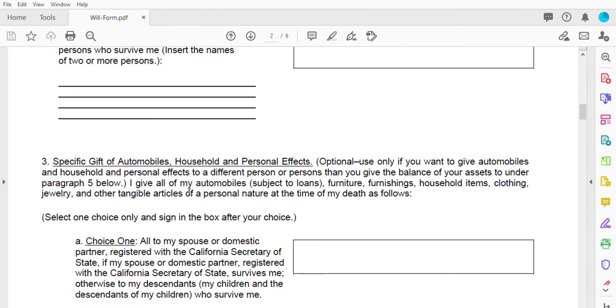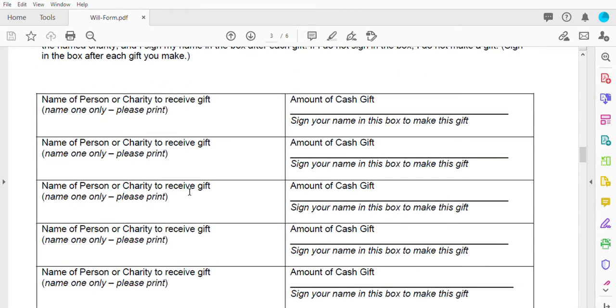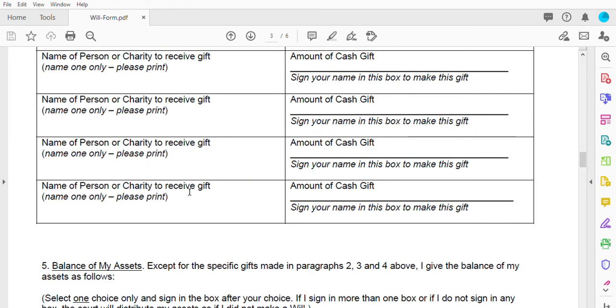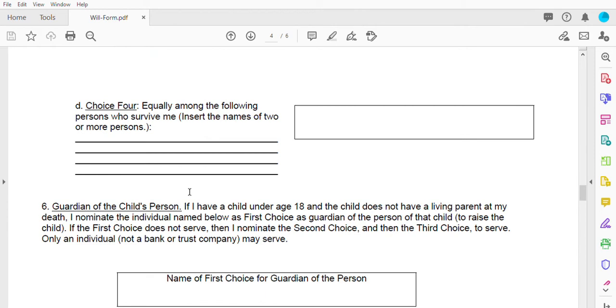So here you can also designate where you want your household and personal effects to go to, and specific gifts of cash, and then the balance of where you want your assets to go. And I'm going to note that in this form, they indicate different layers of people that you nominate as beneficiaries. And that's because you want to make sure your asset has a place to go. If you designate your spouse as the only beneficiary, then what happens if your spouse isn't able to take? What happens if you and your spouse pass away in a car accident? So you need to nominate layers of beneficiaries.